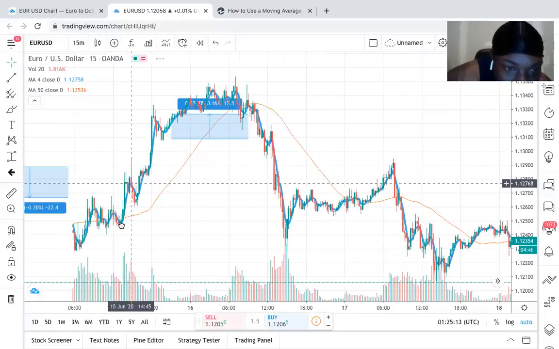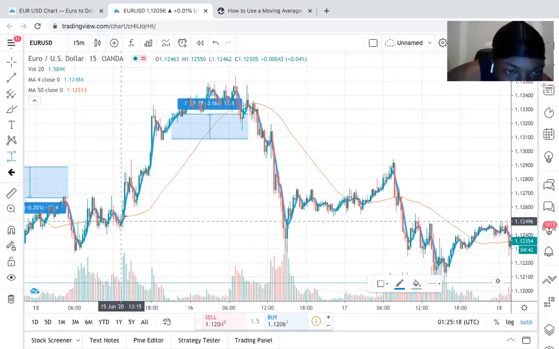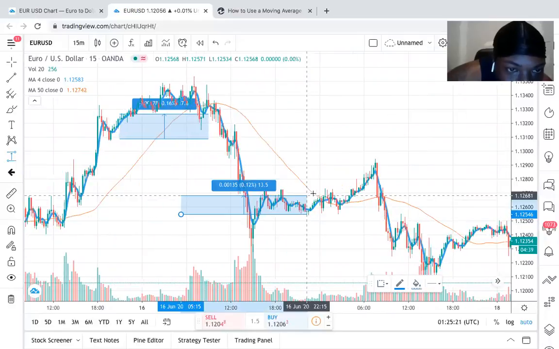Here as well, it crosses, we get 10 pips, 7-1. Okay, we cross here. Let me see how much that is. We cross here. Let me see. I want to move it.